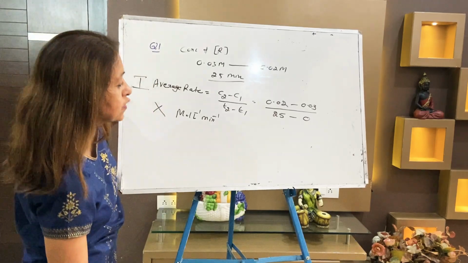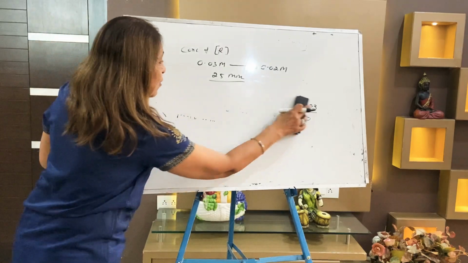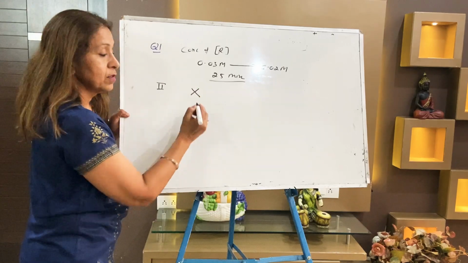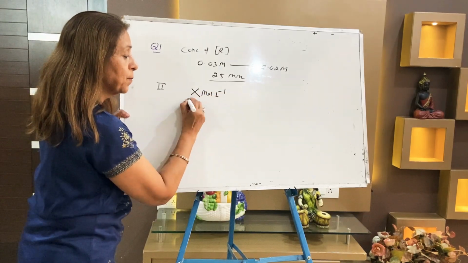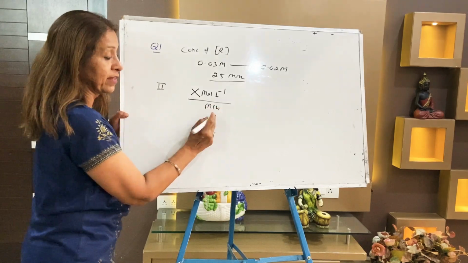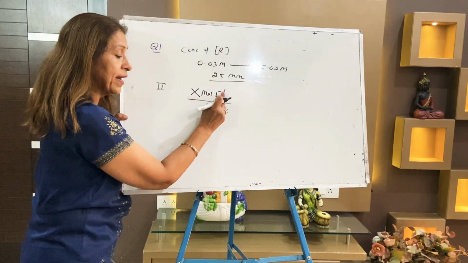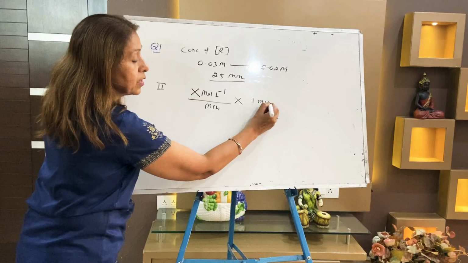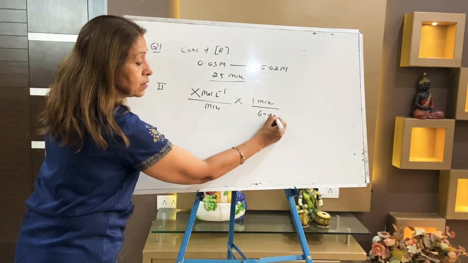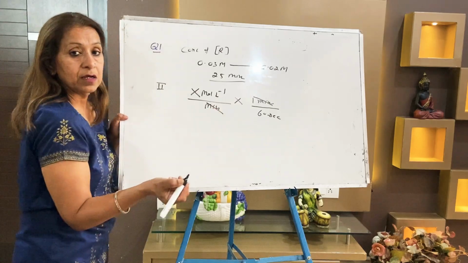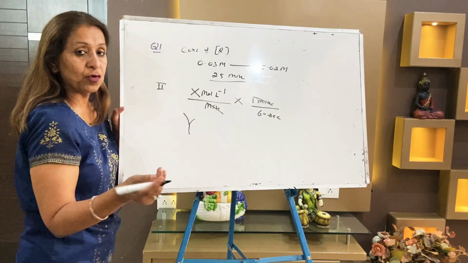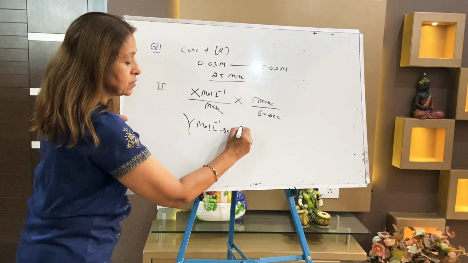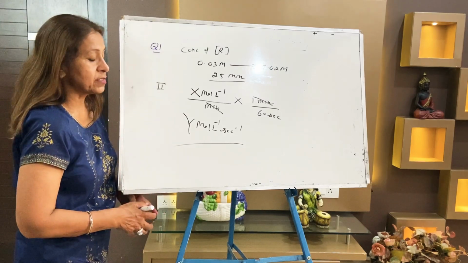Now calculate the average rate in seconds. How to calculate it? Second part: your answer is X mole per liter per minute. You can write 1 minute is equal to 60 seconds, so minutes and minutes cancel. Your answer is Y now, in mole per liter per second. So two answers, one is X and one is Y.